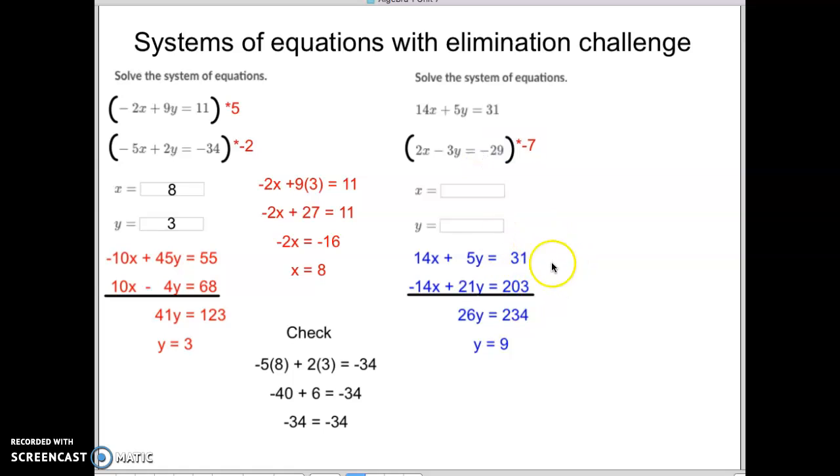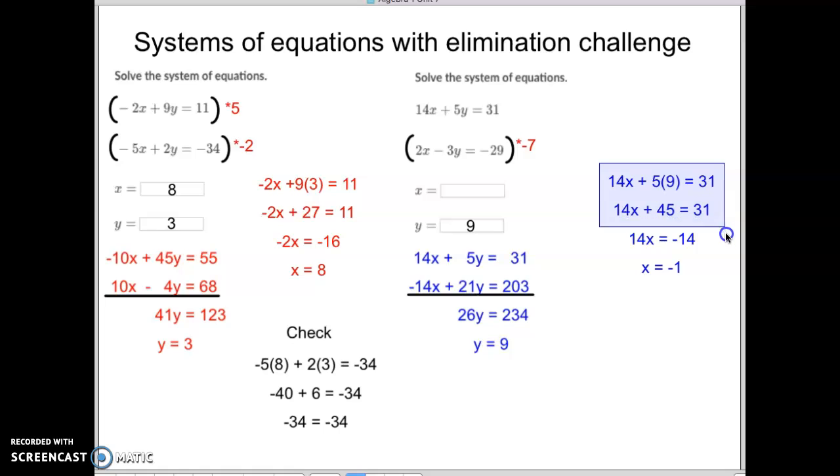So then, we now know that y equals 9, so I can plug that in. Second step, solve for x. So again, we take the original first equation, we plug in that y equals 9, and we start solving. 5 times 9 is 45. Subtract 45 from both sides, we get 14x equals negative 14. Divide by 14, we get x equals negative 1, which goes right here.